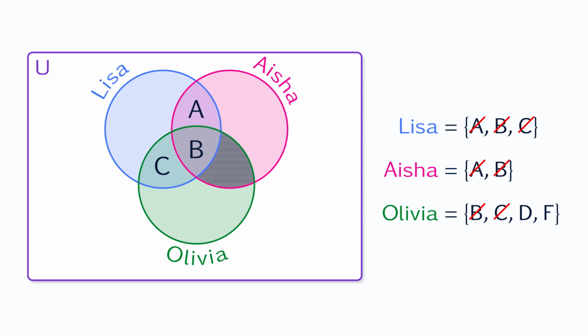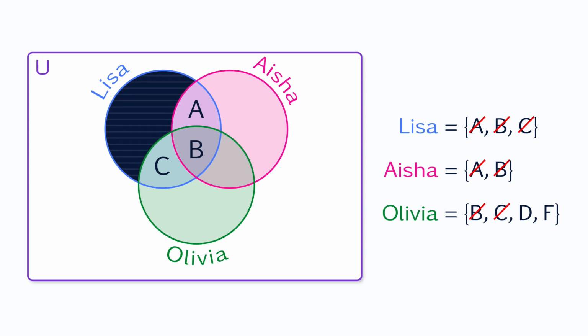It's time to move on to this region. Are there any elements shared by Aisha's and Olivia's sets that are not shared by all three sets? No, there aren't. This region, therefore, remains empty.